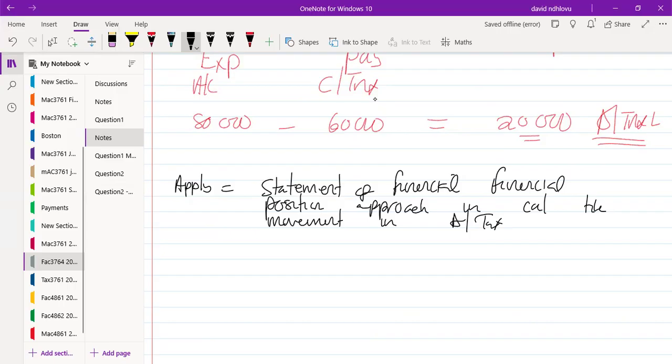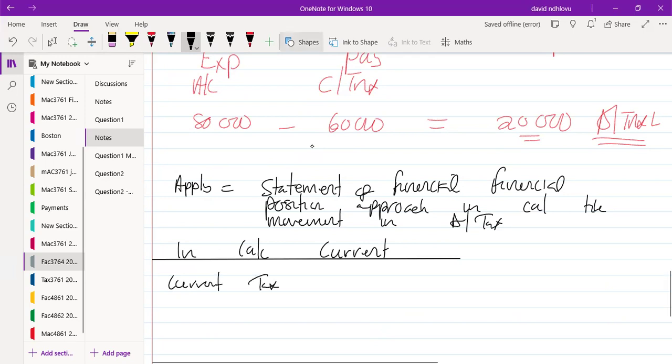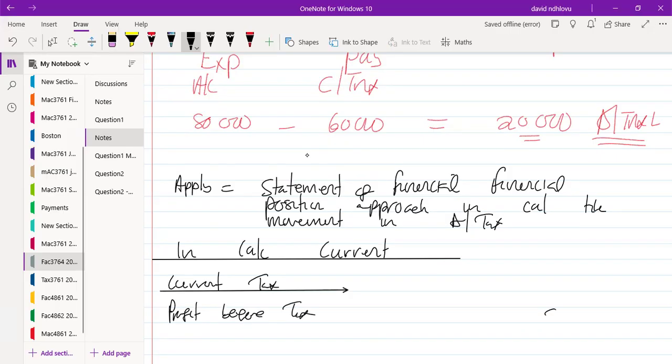Right, so therefore in calculating current tax, this is the format that you have got to follow. You are going to say a current tax calculation. As usual, you start with your profit before tax. Based on the example that I gave you, 200,000 was the amount.